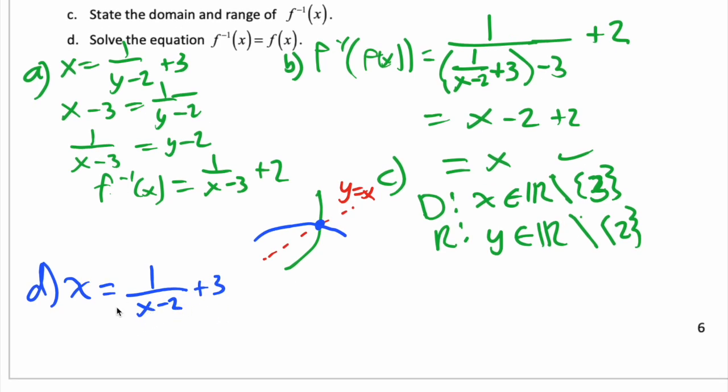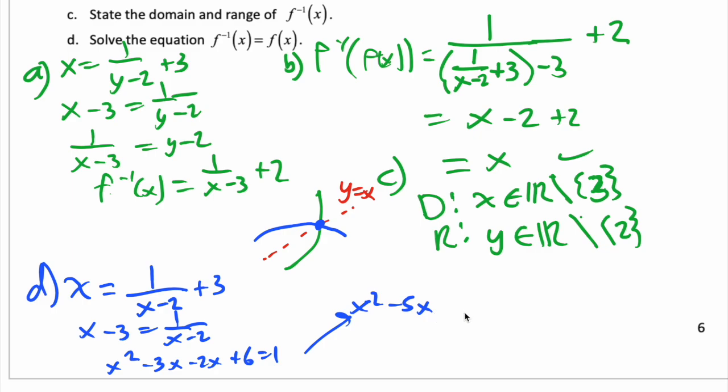Okay, so let's solve that. I'm just going to do x minus 3 equals 1 over x minus 2, and then we're going to multiply these together. Get a quadratic: x squared minus 3x minus 2x plus 6 equals 1. So we got x squared minus 5x plus 5 equals 0. And then solve that equation, which involves the quadratic formula.